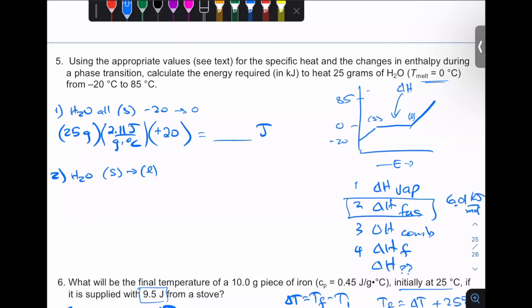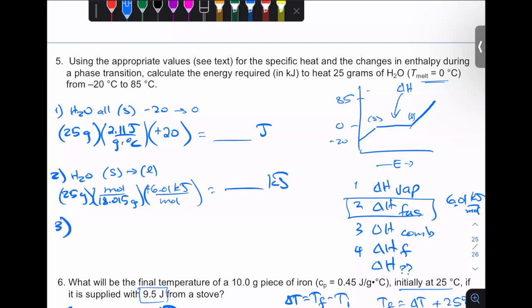But we want to use a positive value here because we're going from the solid to the liquid. So that's going to be 25 grams of H2O, but this is per mole, so we need to get this into moles. That's 18.015 grams per mole. Now we use the delta H of fusion, which is 6.01 kilojoules per mole. And it's a positive value because we're going from solid to liquid. So that's going to give you a number in kilojoules.